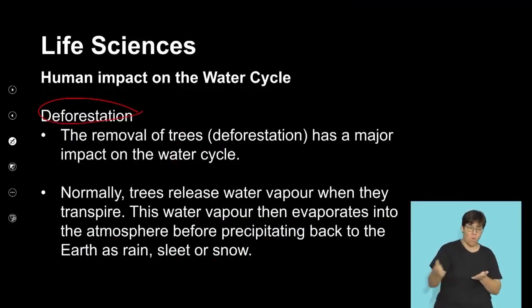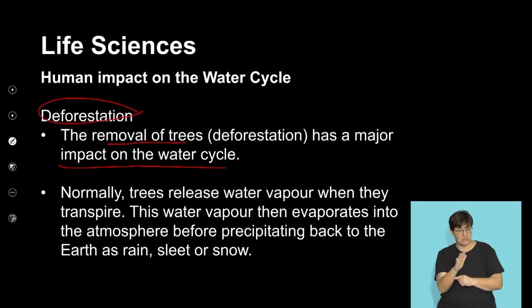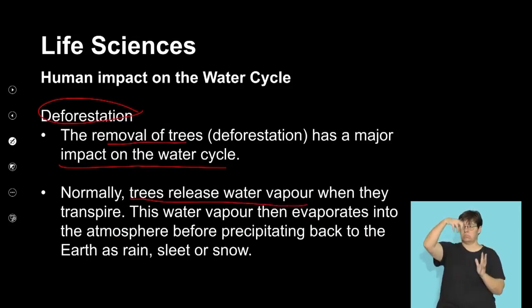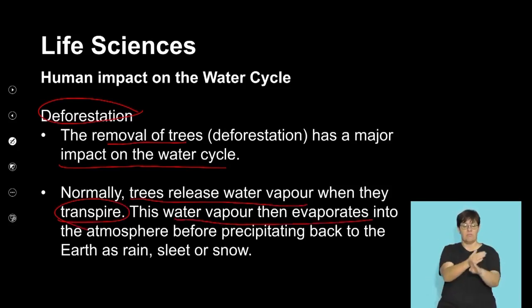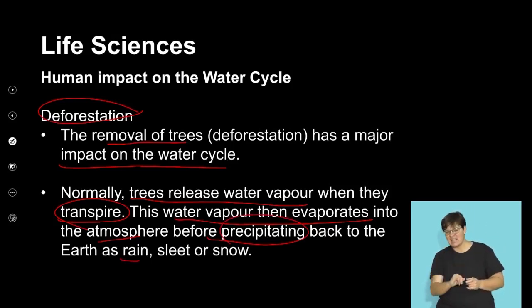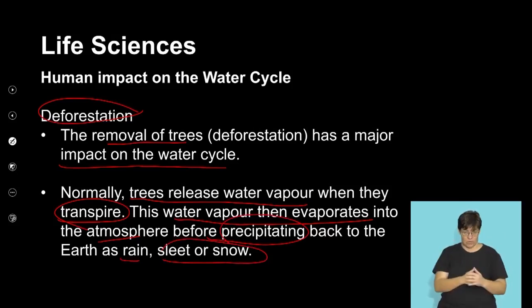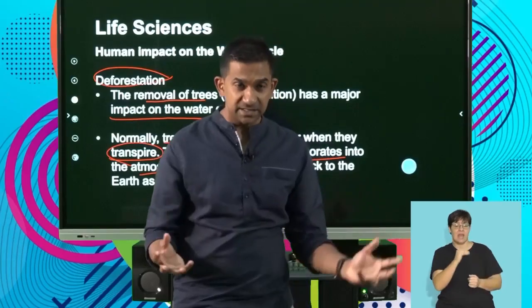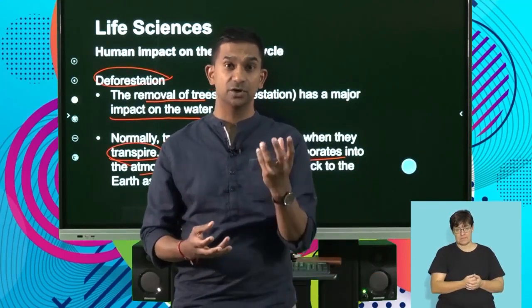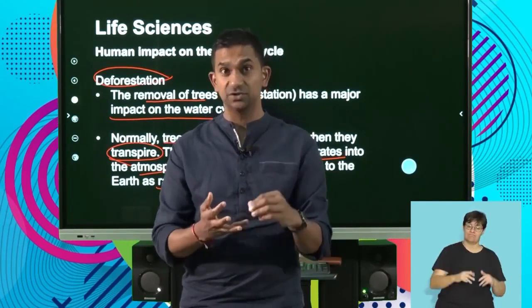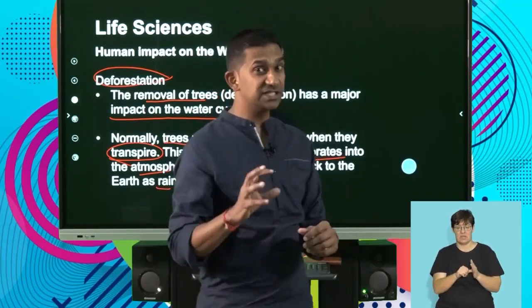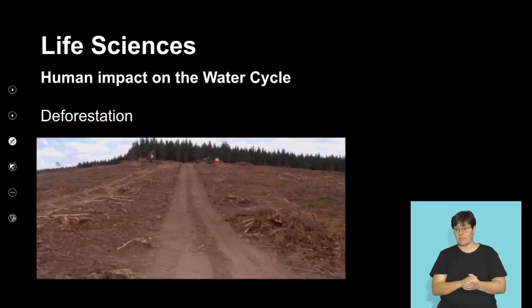Deforestation, guys, again means the removal of trees, which has a major impact on the water cycle. Normally, trees release water vapor when they transpire, as we mentioned, transpiration. This water vapor evaporates into the atmosphere before precipitating back to the earth as either rain, sleet, or snow. So if we remove the trees, it means that we don't have evaporation contributing to the precipitation of rain, snow, and sleet. So trees play an important part of our rainfall as well.